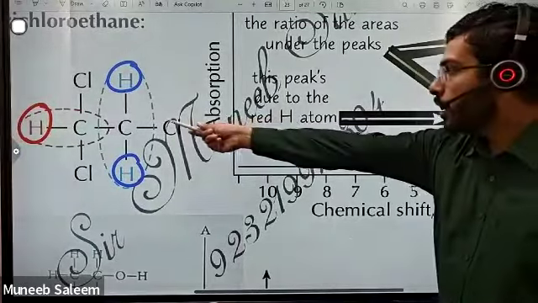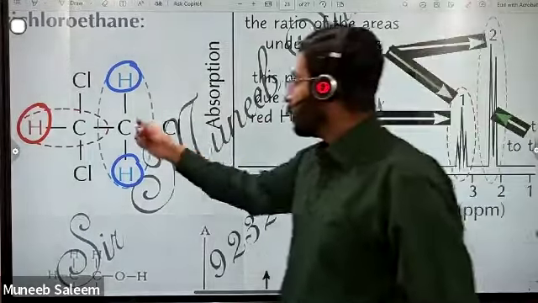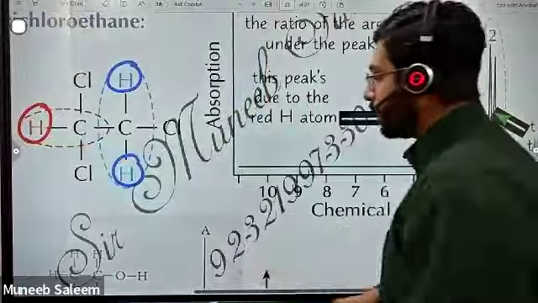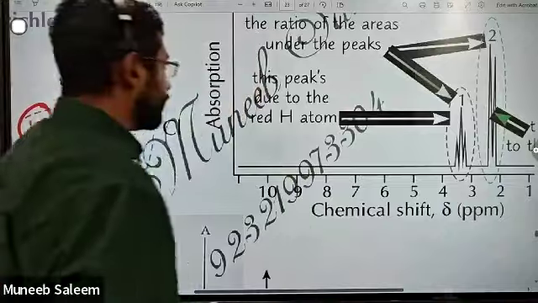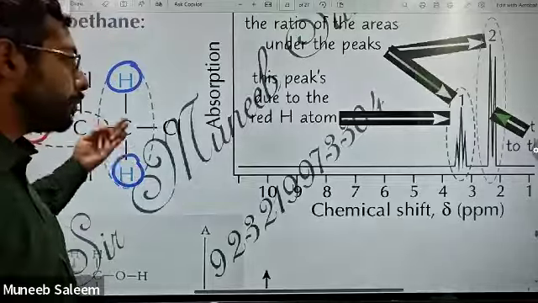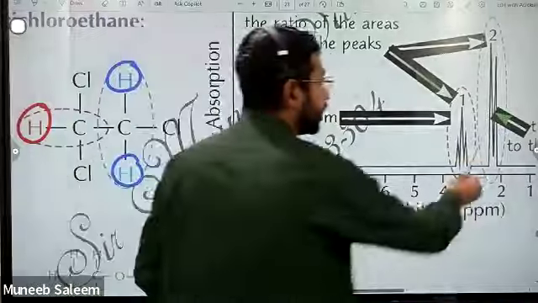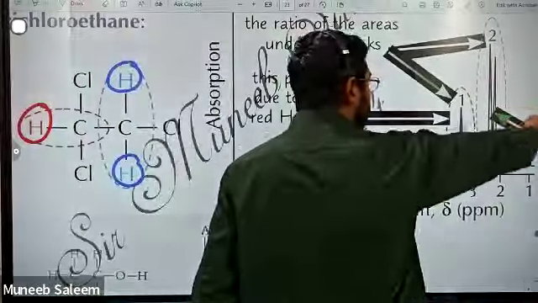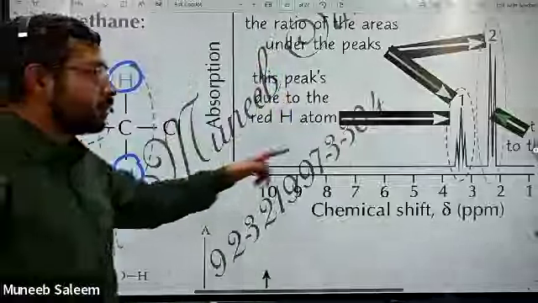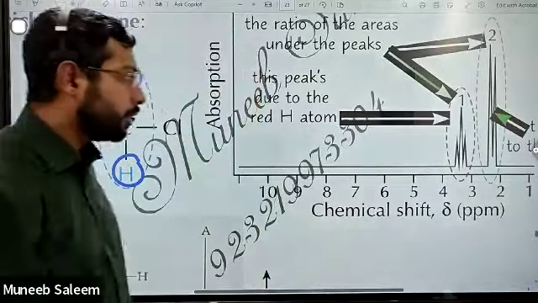So the red hydrogen atom is split into 3 peaks because these two will create the effect of a triplet, and the red one, creating an effect on the blue hydrogen atoms, will convert them into a doublet. So a doublet is seen in the blue hydrogen atom labeled by this dotted blue circle, and the red hydrogen atom is indicated by the striped red circle.